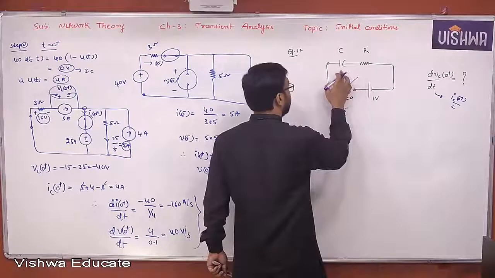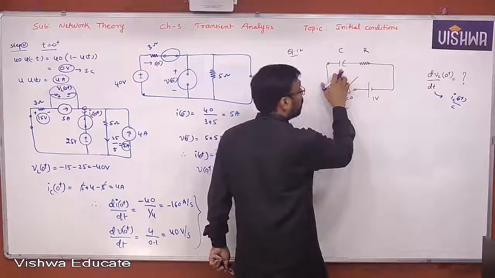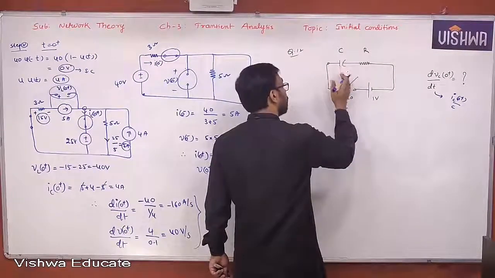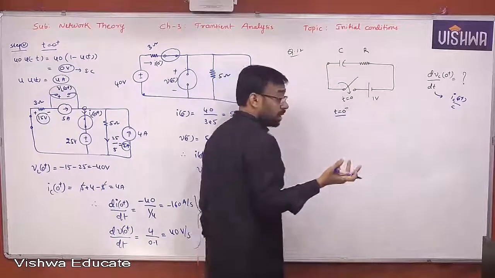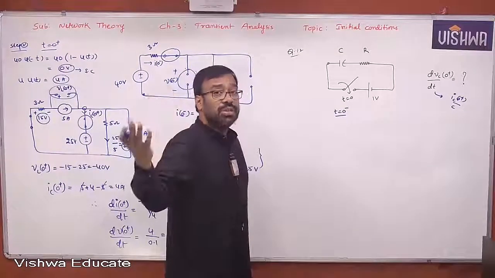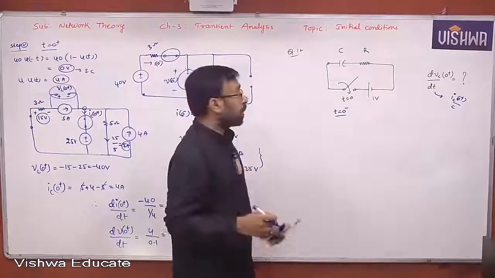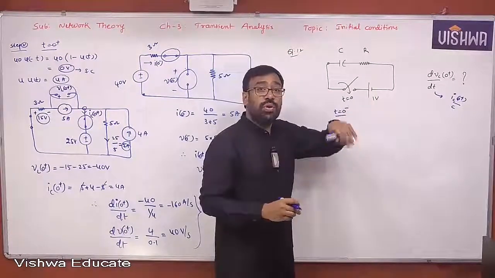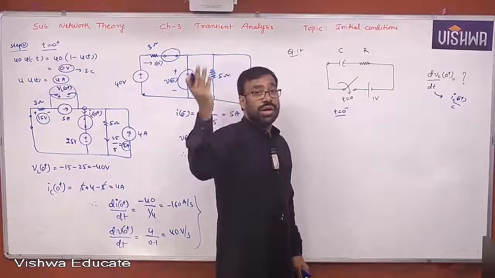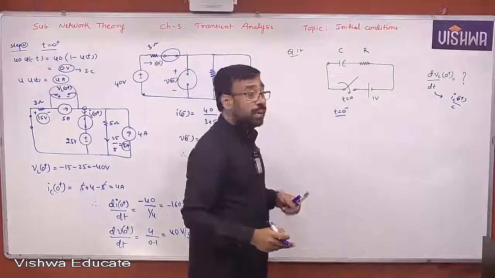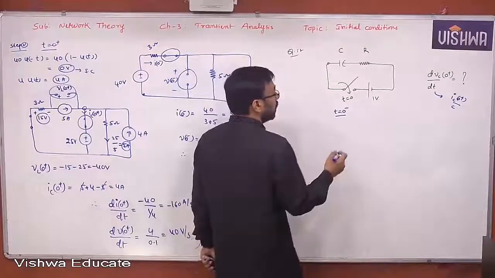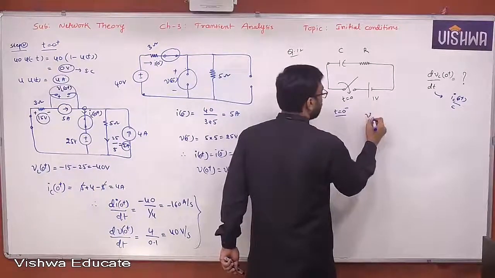At t equal to 0 minus, he did not mention any voltage across the capacitor, which means it is uncharged. Sometimes he will mention the initial voltage across the capacitor, meaning there was some charge before closing the switch. You can ask me, sir, how is it possible to have charge across the capacitor before closing the switch? Yes, it was charged outside and kept in the circuit for a long time. Then you can take that voltage. But now he did not mention anything about that, so by default it is an uncharged capacitor. Therefore Vc of 0 minus is 0.